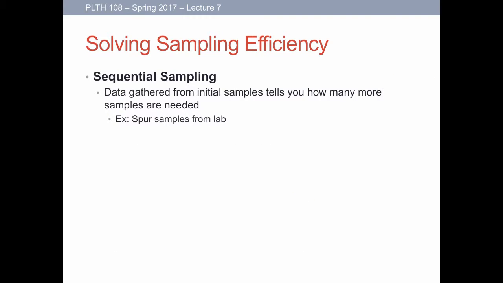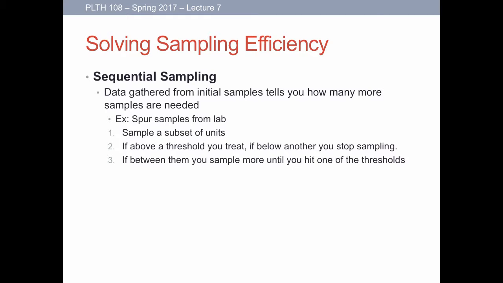There's also sequential sampling. And we'll wrap up after this one. So sequential sampling is what we did with the spurs, right? The idea being that when you go out and gather the samples, you gather more samples than you actually need. You check a subset of those units that you have collected, and if they are above a certain threshold, you treat. If they are below that threshold, you don't treat. But if you're somewhere in between, and it's hard to tell if you are at threshold or are way below it, you count another subset, right?